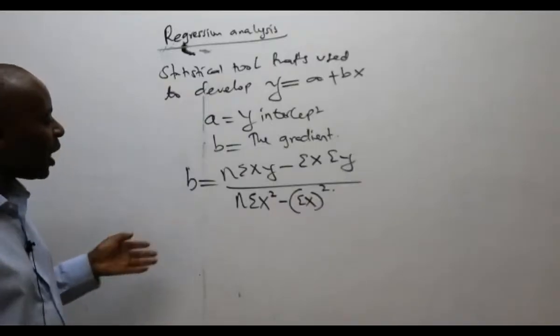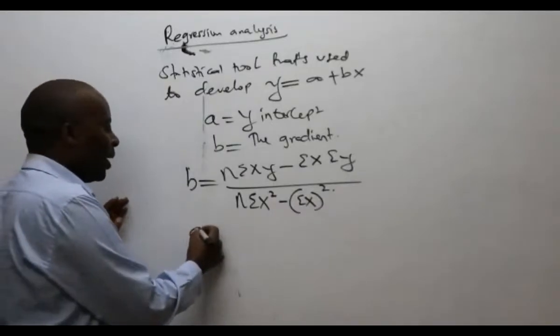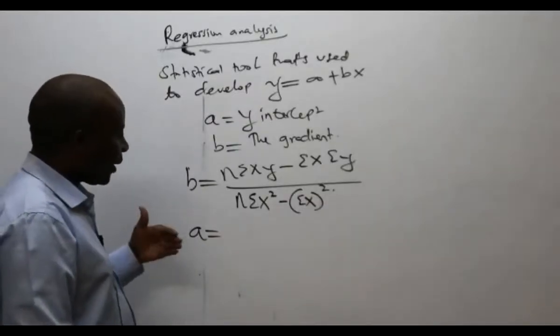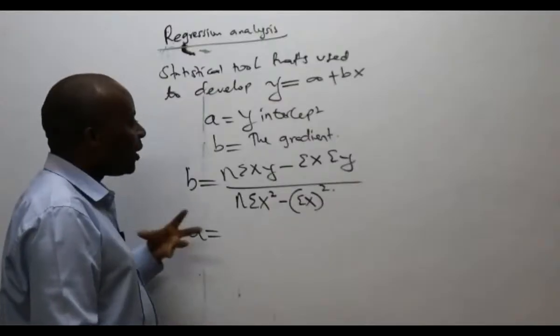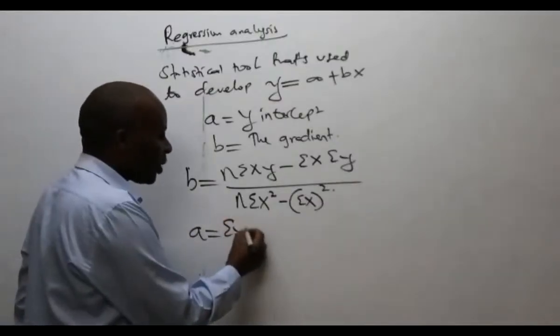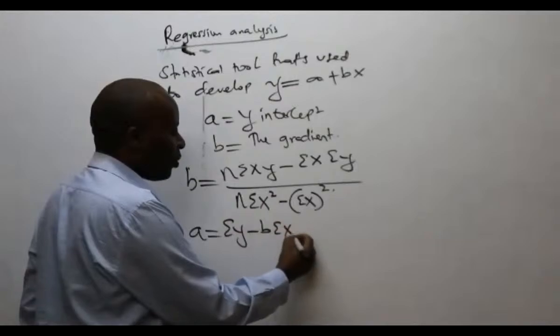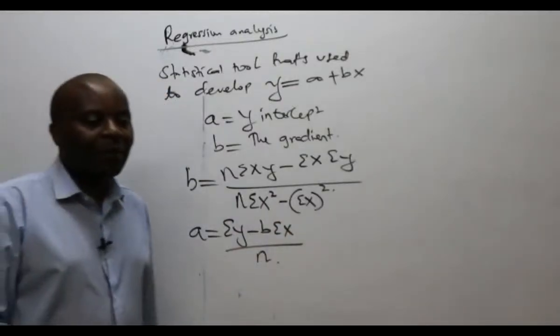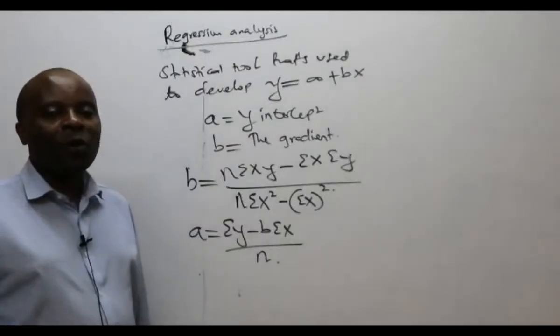How about the intercept? To help you very quickly here, to get a, which is the intercept, we normally take summation of y minus b summation of x, all over n. So, ladies and gentlemen, I would want to progress to something different, but before I do so, I would want to know whether all of us have been able to write up to here.